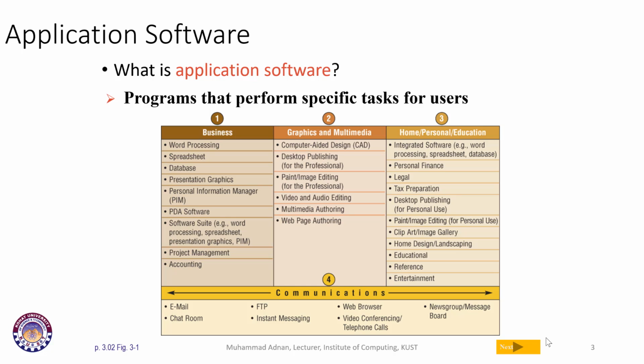Now the fourth category of application software is used for communication purposes, like your email program. It can be, for example, Gmail, Yahoo Mail, Outlook, whatever you use, chat rooms, like for example WhatsApp, Viber, and other types of chat application software, file transfer protocol, FTP, instant messaging, web browsers, which are a type of application software, video conferencing, telephone calls, newsgroups, message boards, etc. These are the types of application software that come under the category of communication.